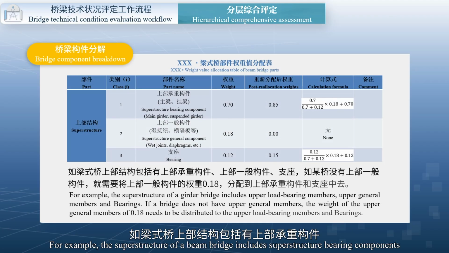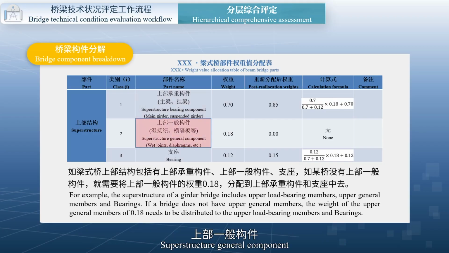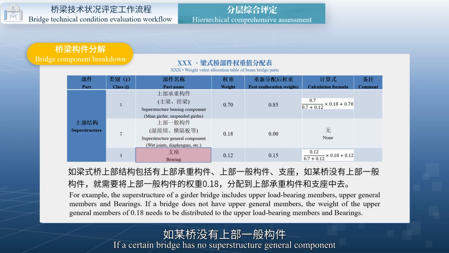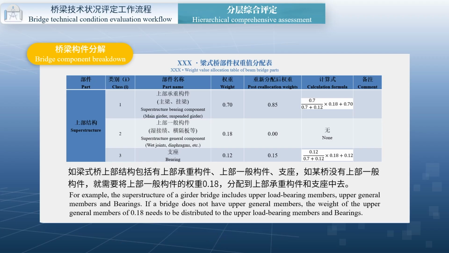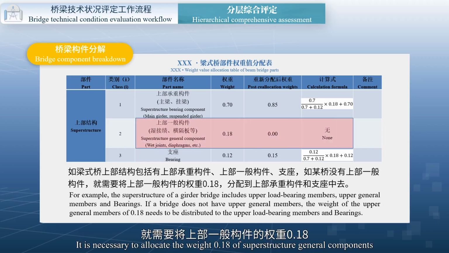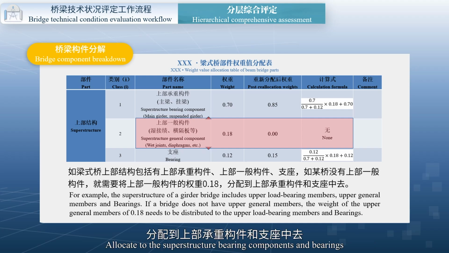For example, the superstructure of a beam bridge includes superstructure bearing components, superstructure general component, and bearing. If a certain bridge has no superstructure general component, it is necessary to allocate the weight 0.18 of superstructure general components. Allocate to the superstructure bearing components and bearings.